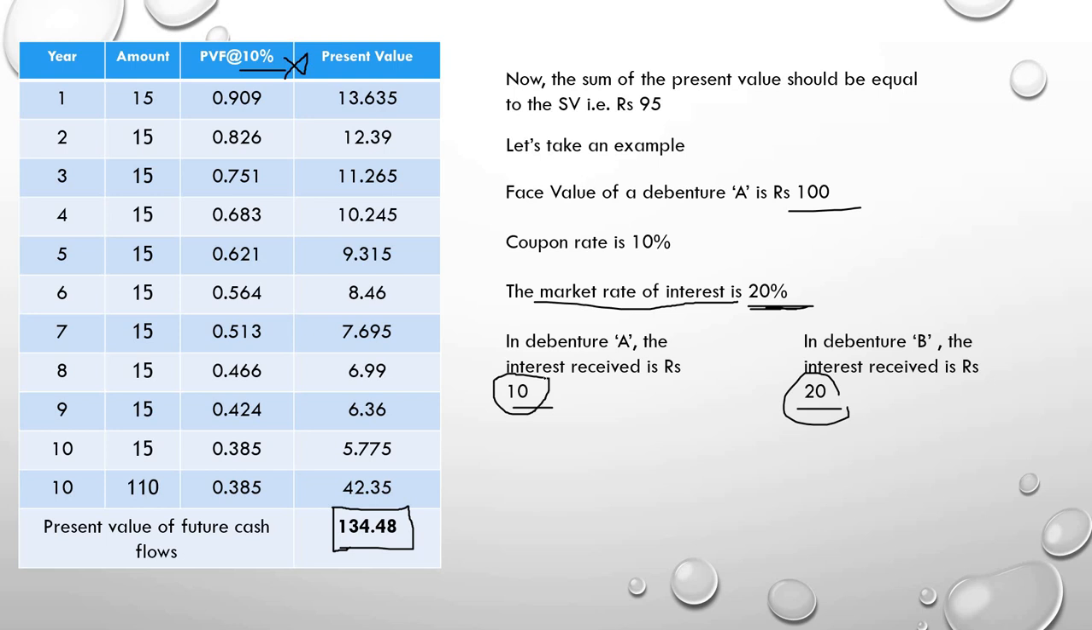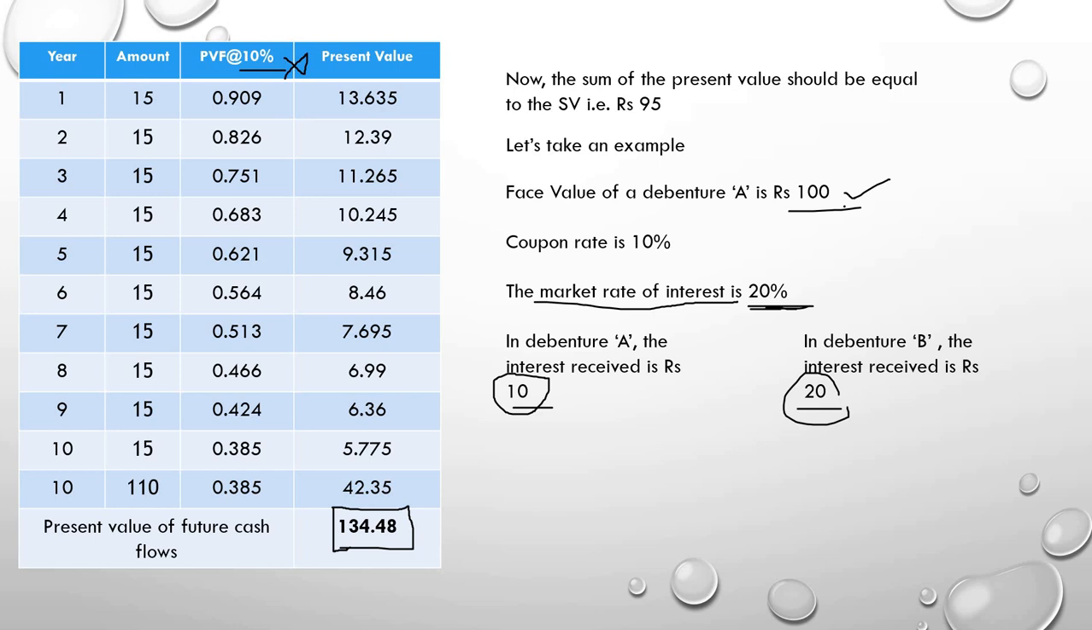Which means if every investor is going to purchase debenture B, the demand for debenture A will decrease. Now, suppose one of the investors who has purchased debenture A wants to sell his debentures. No one is going to purchase his debenture if he sells it at rupees 100, because the demand for debenture A has decreased. So now what he has to do? He has to sell the debentures at a lower price.